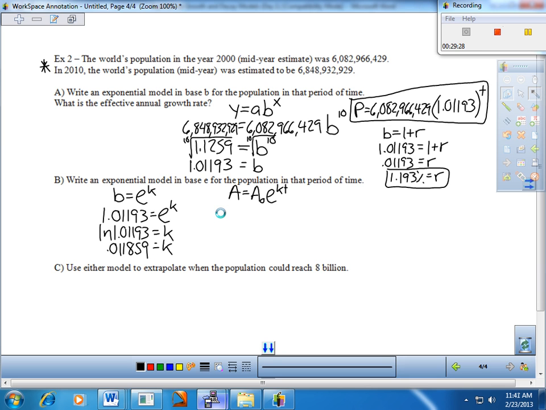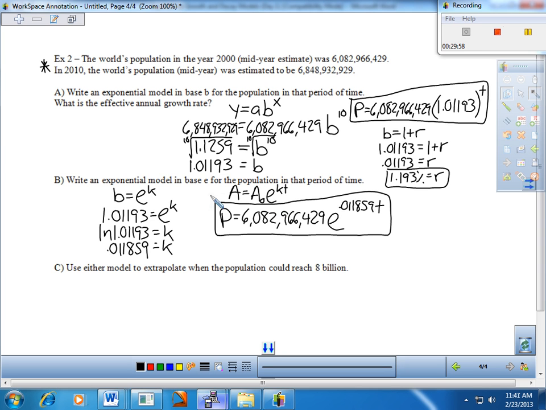If we were to write that same model, I'm going to go population in terms of time. So we started at 6 billion, and we use our little uniform base, e, for this exponential model. And that e is raised to the 0.011859 times t. Two representations of the same exponential growth. Either one would be legitimate. Again, algebraically, maybe when we solve for letter C here, base e would be better for you. Your call.